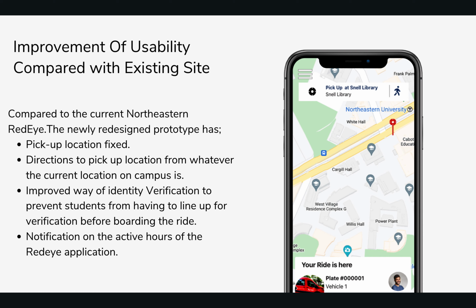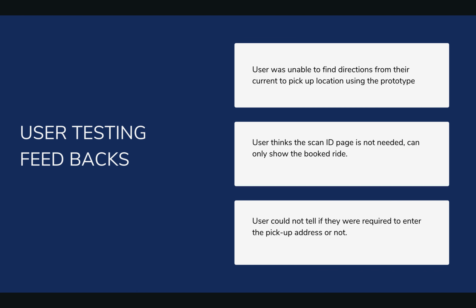So we came up with a newly redesigned prototype that included features that would help improve the usability. Some of the features that we included are a fixed pickup location, directions to the pickup location from whatever the current location on campus is, and an improved way of identity verification to prevent students from having to line up for verification before boarding the ride. We included notification on the active hours of the Red Eye to keep students more informed, and we were able to successfully conduct user testing on the newly redesigned prototype.